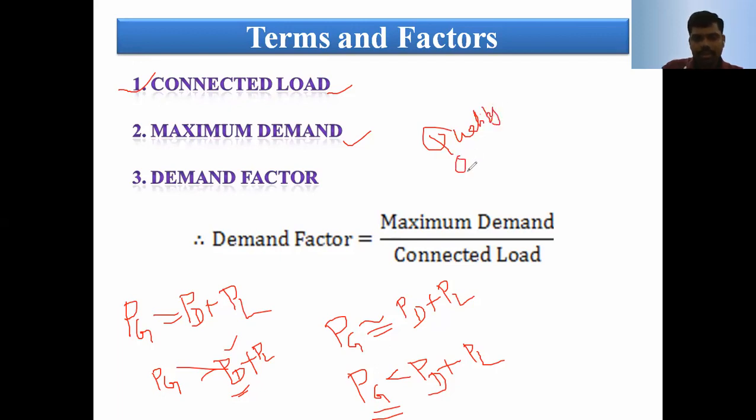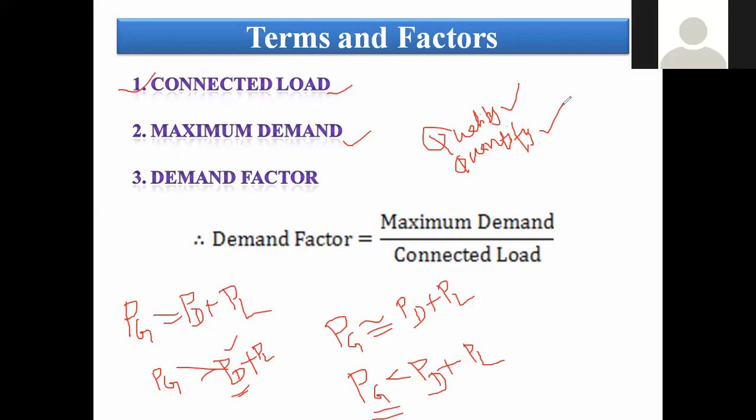Quality means supplying the consumer 24 hours in a day without interruption and without load fluctuation. At that time, the consumers are satisfied. Quantity means at a reasonable price. At present, the domestic consumers are paying a per unit cost of 1 rupee 80 paise to 2 rupees 50 paise.